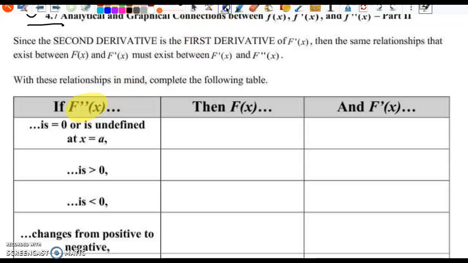This is the second derivative. Just a reminder, if we have a second derivative equal to 0 or undefined, we have a potential point of inflection. And you may remember why we have to say potential point of inflection: we could have the second derivative equal to 0, but maybe it's concave up on the left side and concave up on the right side, so it doesn't actually change concavity.